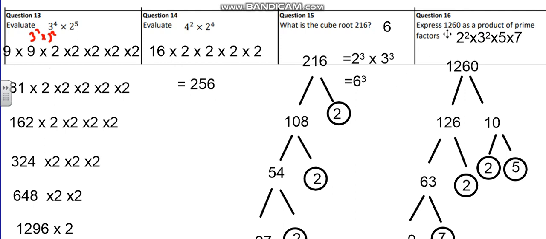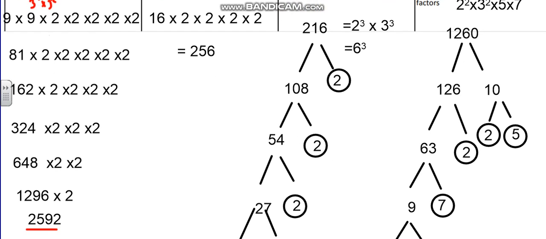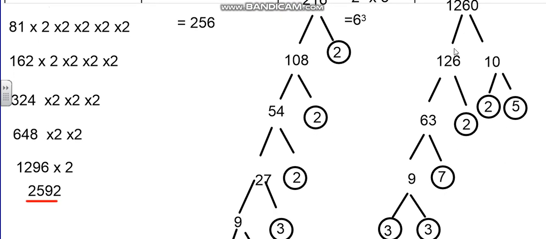This one, we're asked to express 1,260 as a product with its primes. Again, factor tree, and you should end up with 2 squared times 3 squared times 5 times 7. If you didn't get that right, you might just want to have a quick look at where my answers came from. So I split into 126 and 10, split the 10 down, and then I just kept dividing by 2 till I got to 63, and then 63 is 9 sevens, and 9 is 3 times 3.